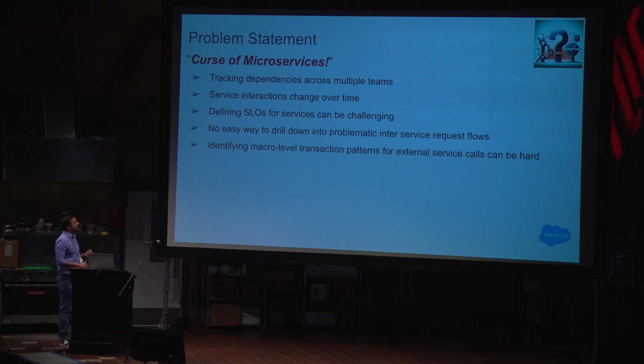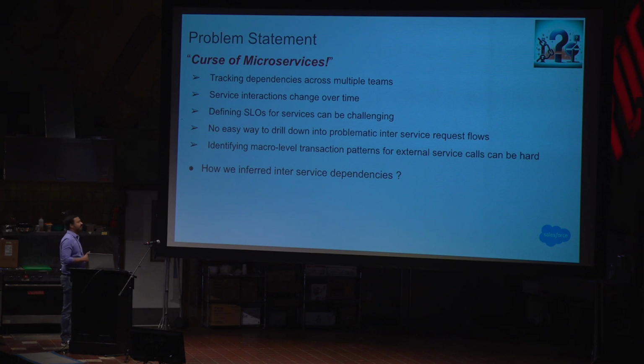And there's not a real easy way to drill down into problematic inter-service dependencies. While metrics provide you a certain view, it's not granular enough. And identifying macro level transaction patterns, such as for your errors and latencies, can be useful, but is missing when you are looking at external service calls.